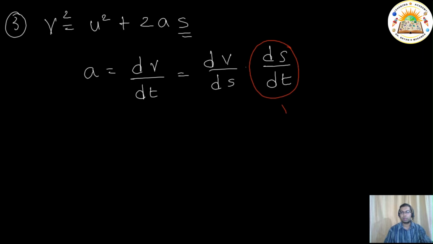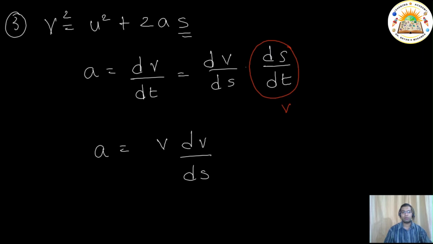That is, acceleration is equal to dv by dt. So in calculus, we can do certain algebraic, let's say, operations. So what I'm doing is I'm multiplying and dividing by ds. So this term, that is ds by dt, now becomes velocity. So here we can see that acceleration can be written as v dv by ds.